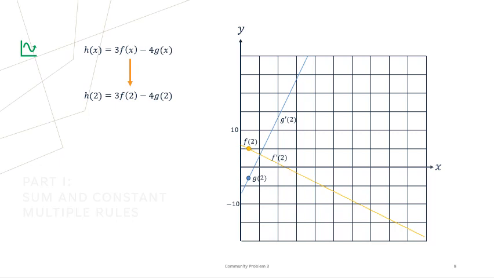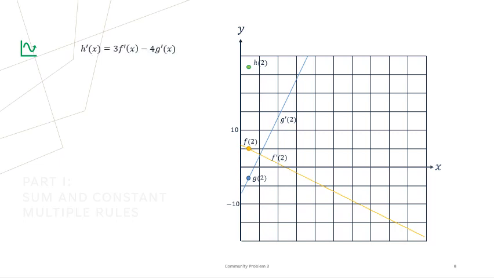Let's start by finding the value of h of 2. So h of 2 is going to be equal to 3f of 2 minus 4g of 2. Since we know what those values are already, they're given to us, we can just substitute those in, and math, and more math, and then we find out that h of 2 is equal to 27. So just put that on the graph as well, and see what's next. Then let's find the derivative.